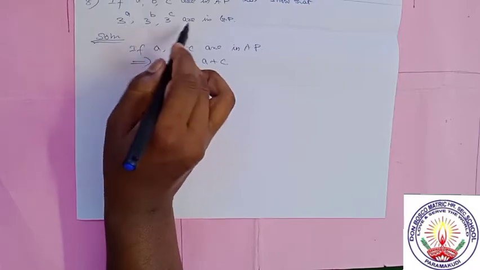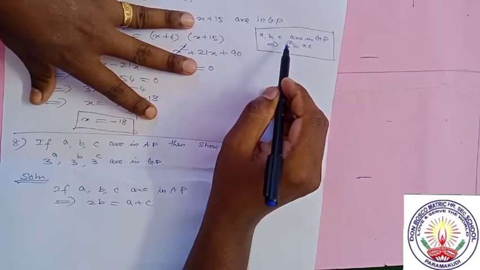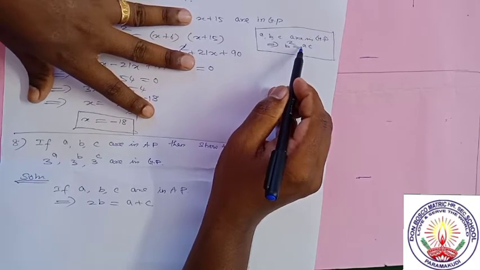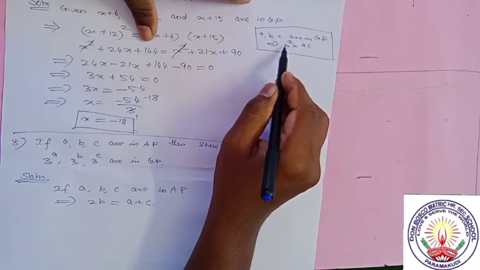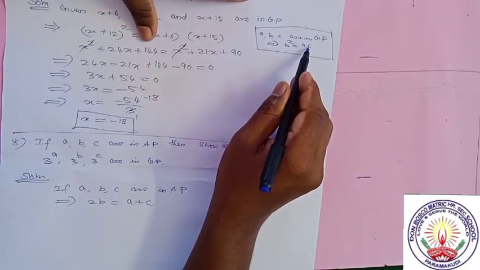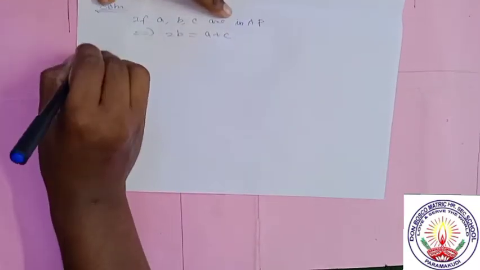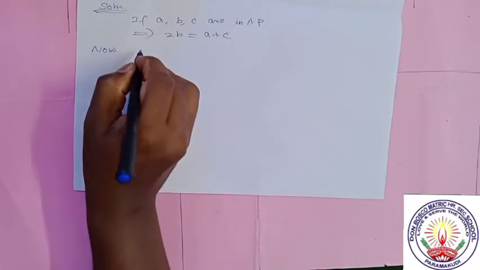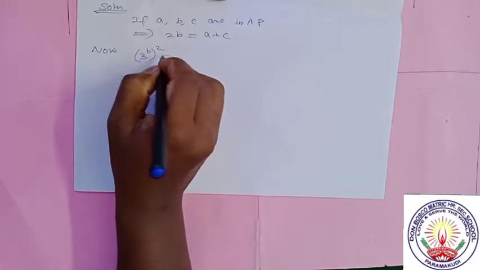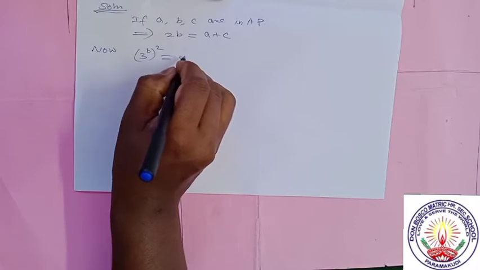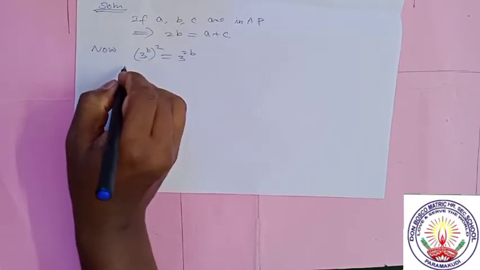If three terms are in a geometric progression, then, as we have just discussed, the square of the second term is equal to first term into third term. Then we have to check whether the product of the first term into third term is equal to the square of the second term or not. Now we will check. What we have to prove? 3 power B the whole square is equal to 3 power 2B.